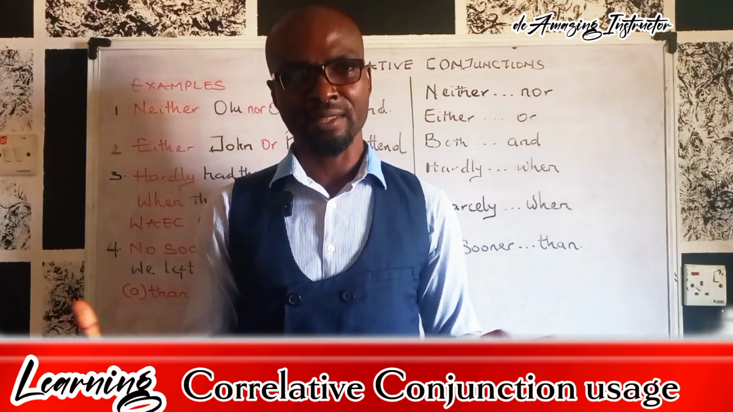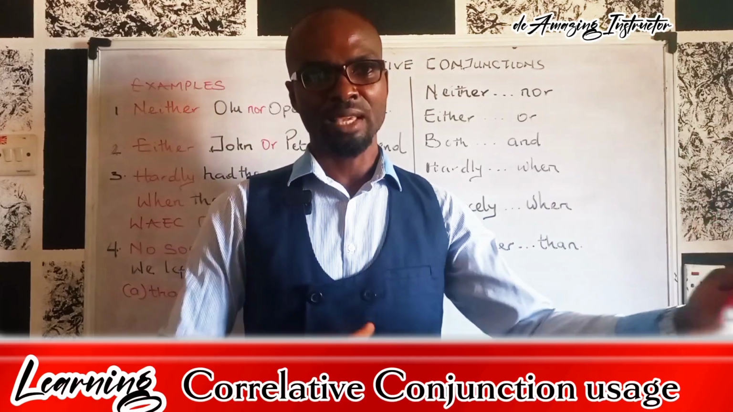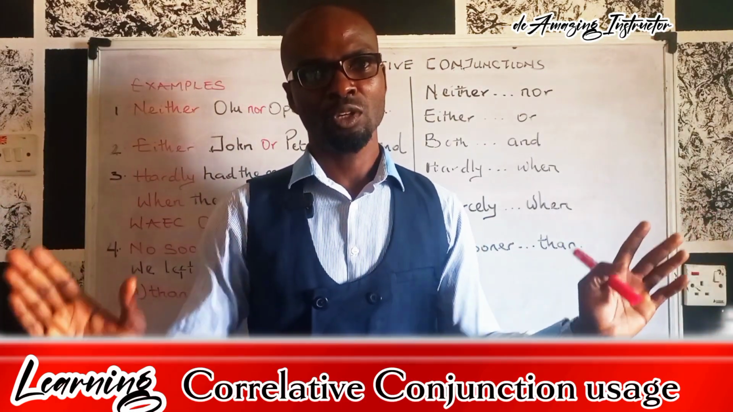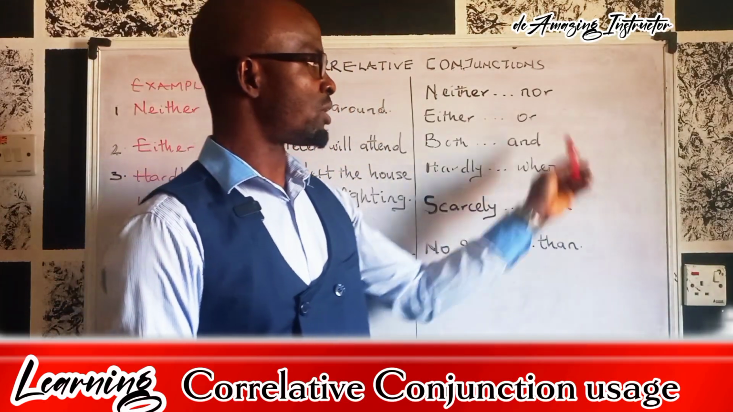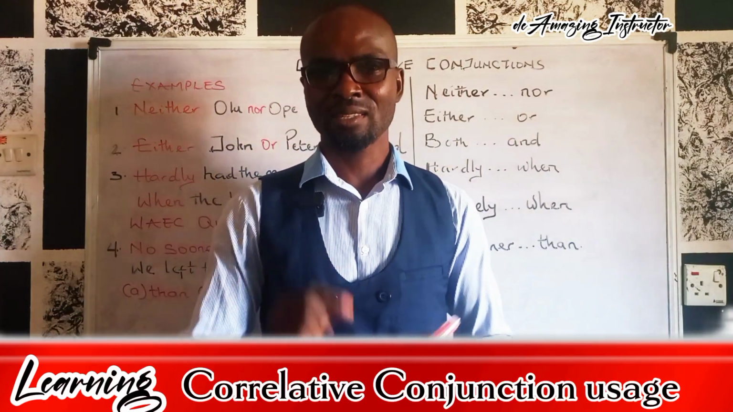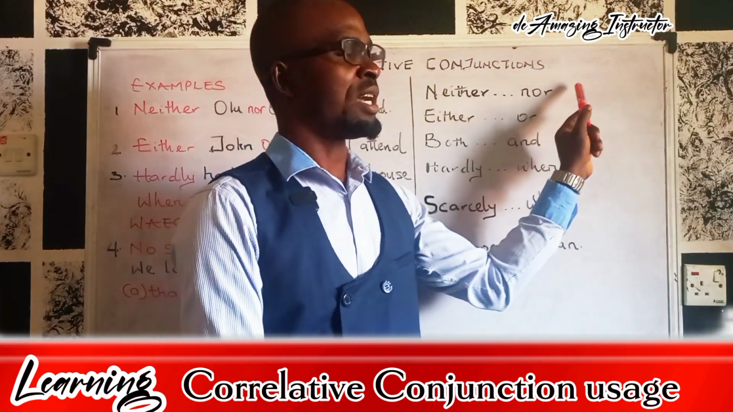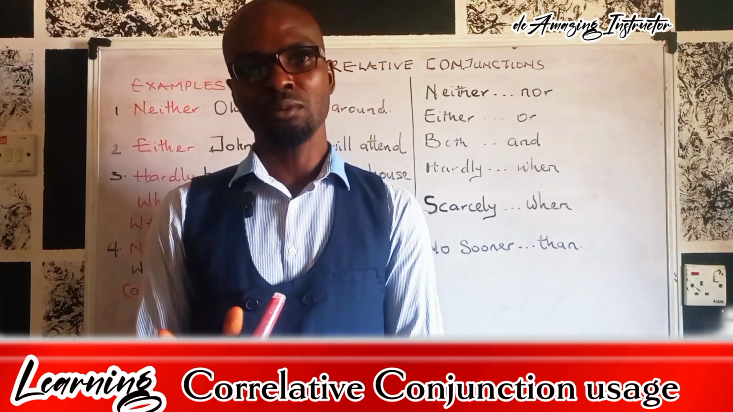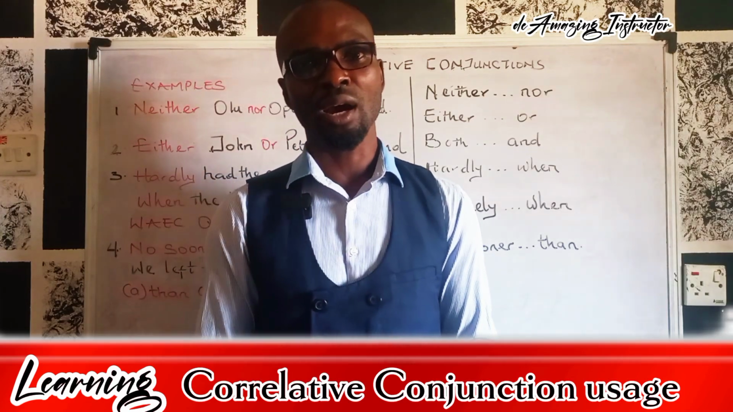It shows negative, that is, none of them. Neither this nor this. It indicates none of them. No one is involved. And most importantly, it is always followed by a singular verb, specifically when the noun following it is a singular noun. But if the noun following it is a plural noun, it is going to be a plural verb.